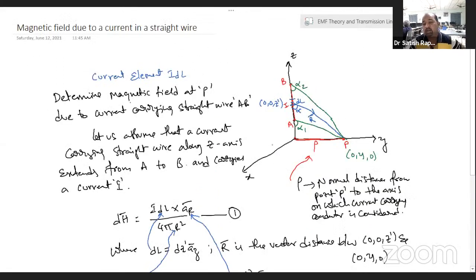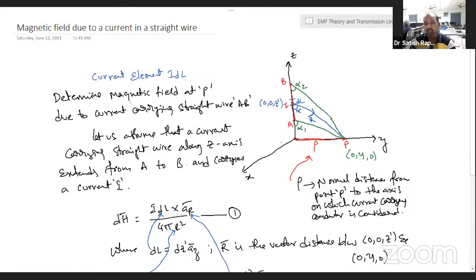And we are discussing the magnetic field due to a current in a straight wire. This is similar to the field due to a line charge, which we discussed in our previous chapter. So, magnetic field due to a current in a straight wire.